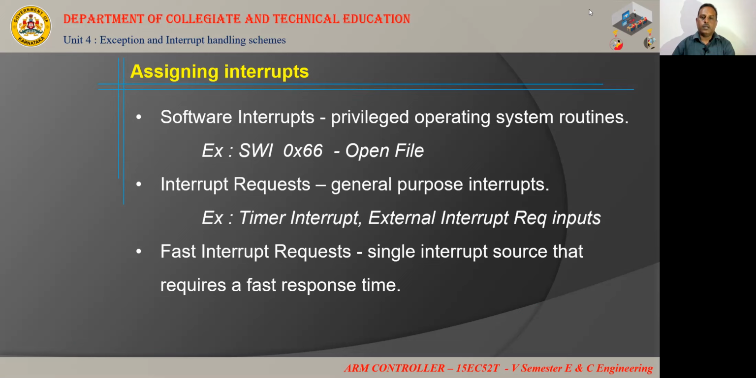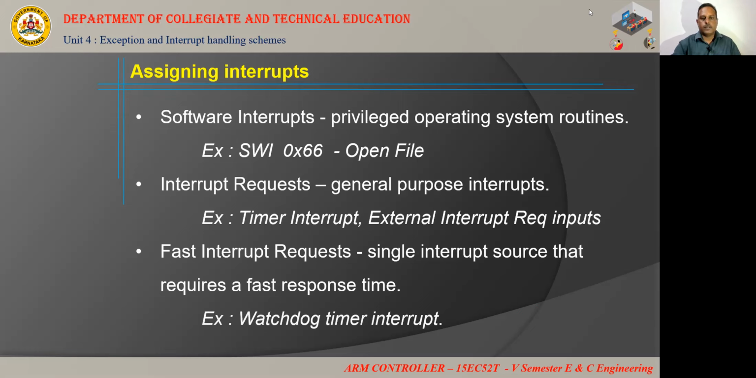So again, now it is up to the embedded system designer to decide which source should be treated as the urgent one and which source requires the fastest response time. And accordingly, he can plan to connect either to IRQ request or to FIQ signal. So it is up to the embedded system designer, and these are the general rules which will be followed when assigning interrupts to the sources.